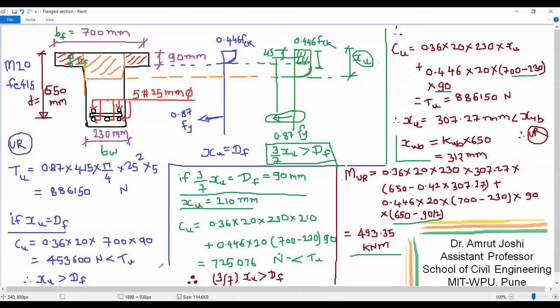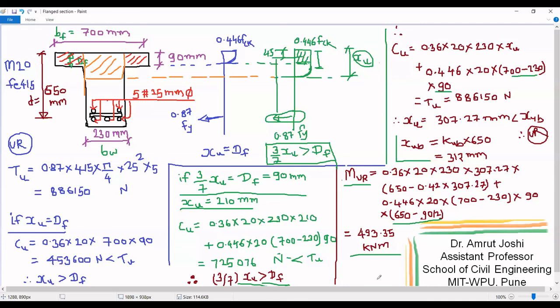If the value of CU in the case where we assume 3 by 7 XU is equal to DF is less than TU, then that means 3 by 7 XU is greater than DF. In that case, we will compute the value of XU. We will show that this XU is less than XUB, and therefore the assumption of section being under reinforced is valid. And then we are going to calculate moment of resistance of a section as given in this expression.